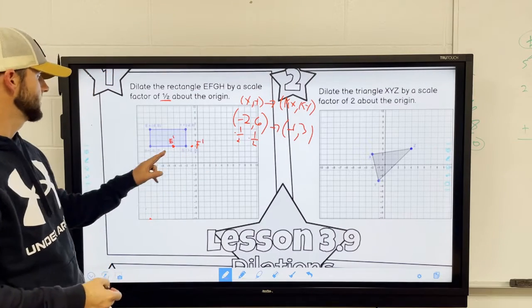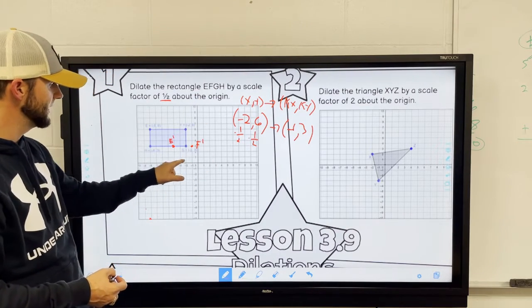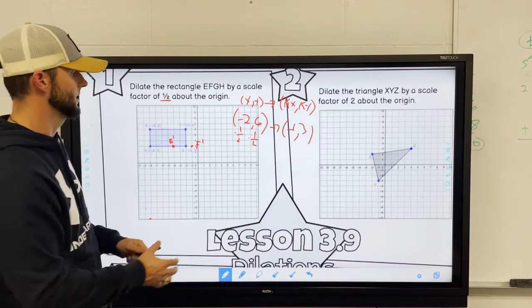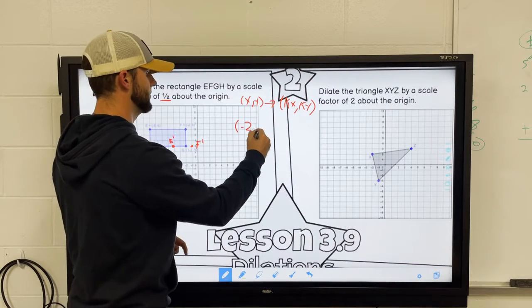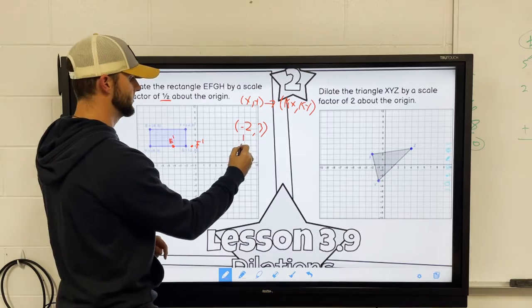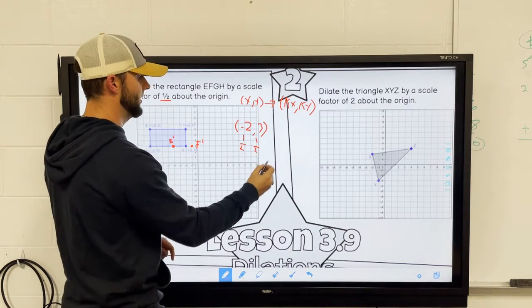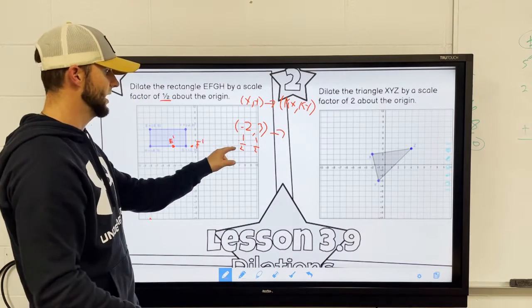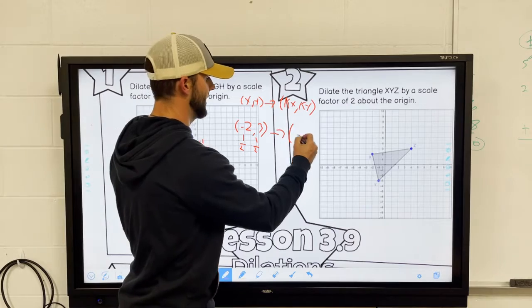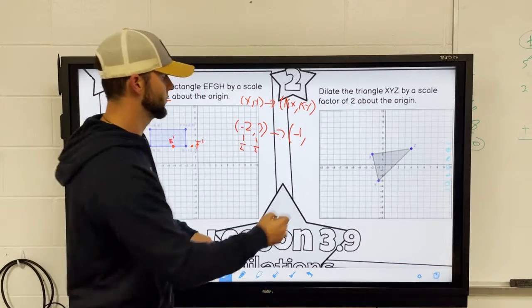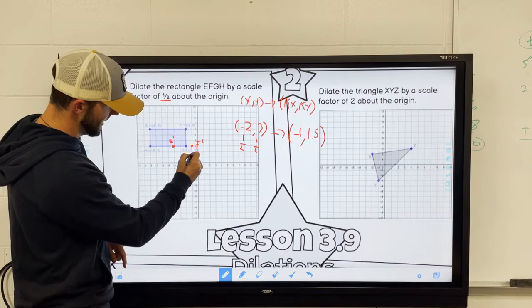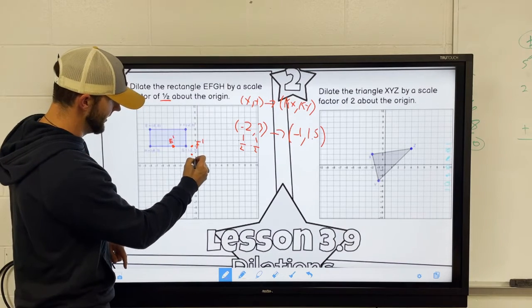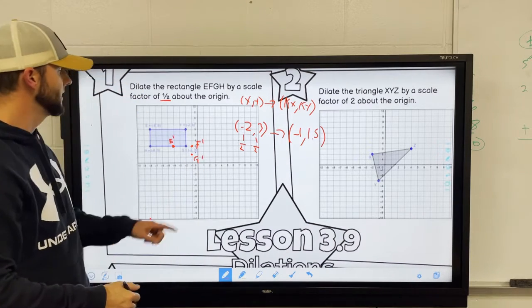Now let's go ahead and do G. G is sitting at -2, 3, it looks like. So I'm going to multiply by 1/2 on both. -2 times 1/2 is going to give me -1. 3 times 1/2 is going to give me 1.5. So I'm going to go over 1 and up 1.5, which is about right here. So that's G prime.